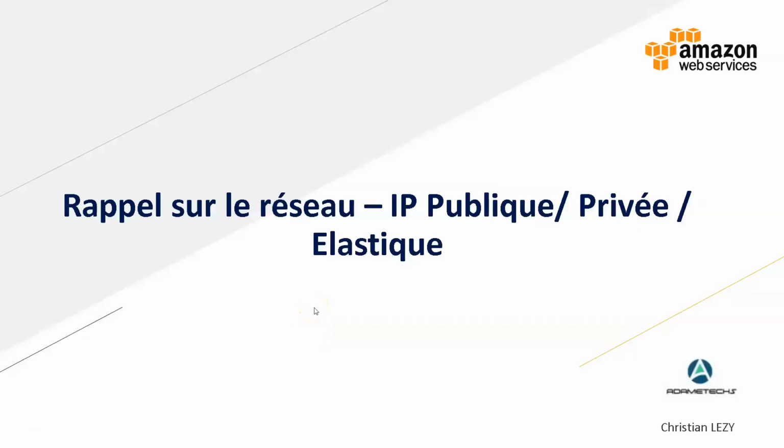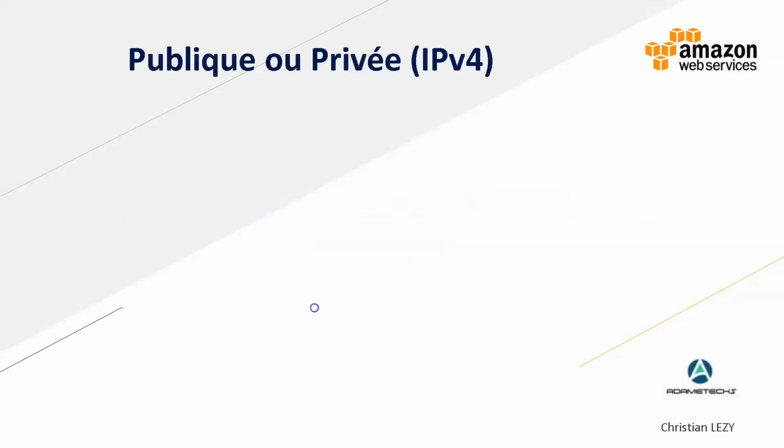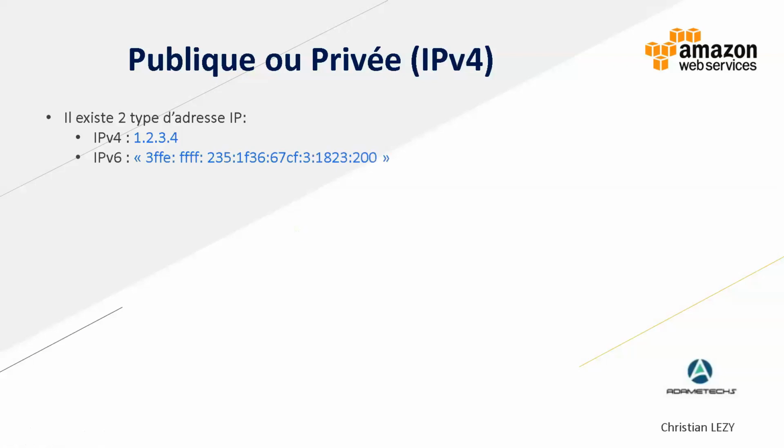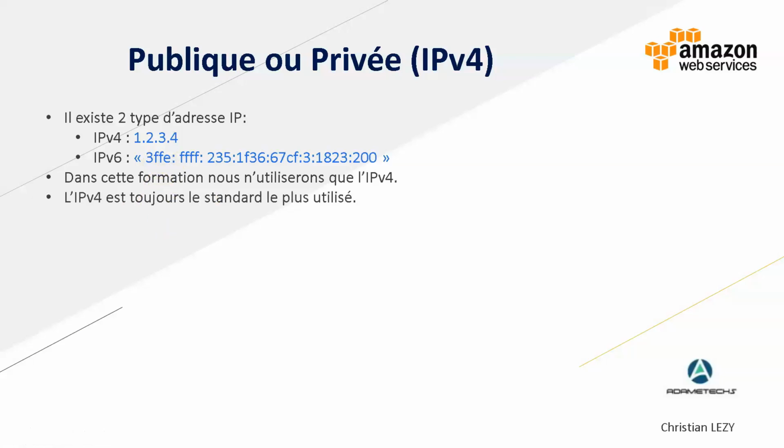In this video, we'll make a recall on the network, but also on the private and elastic IP of AWS. There are two types of IP address: IPv4 addresses, which are expressed in the form 1.2.3.4, and IPv6 addresses, which are expressed in hexadecimal, composed of numbers and letters. In this course, we'll only use IPv4 addresses as they are the most commonly used by businesses and individuals. The more recent IPv6 meets the needs of connected objects.